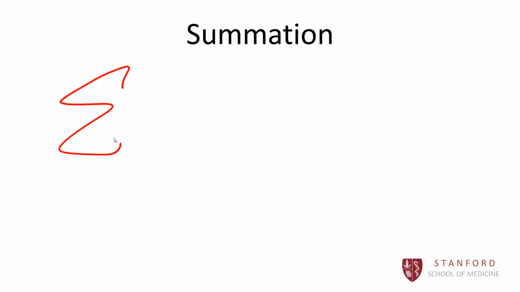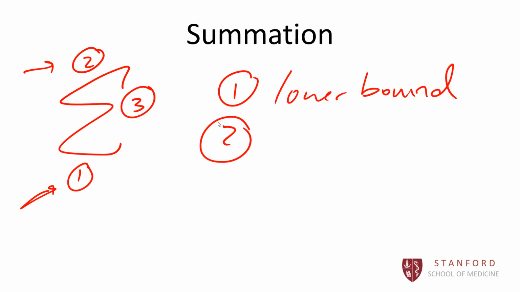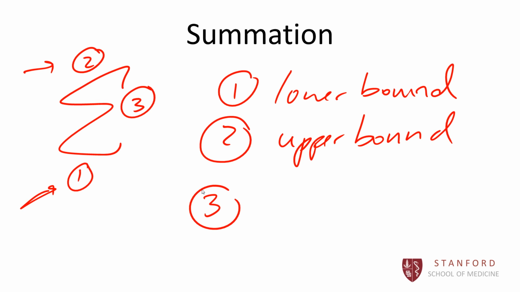Summations are expressed with the capital Greek letter sigma. Whenever you see a summation symbol, I want you to focus on these 3 areas. This first part on the bottom of the sigma represents the lower bound of the summation. This top part, number 2, represents the upper bound. Very intuitive. And then this third part on the side is the expression that you're going to be summing over. Let me illustrate what I mean by that with an example.